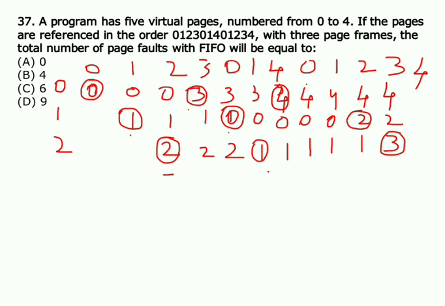So there is a cache hit here, right? So 4 is already available. So you write down the values as it is. So now, where did the page fault occur in the FIFO page replacement policy? So 0, 1, 2, right? So 1, 2, 3, 4, 5, 7, 8 and 9. So there are a total of 9 page faults here. So option D is the correct answer.